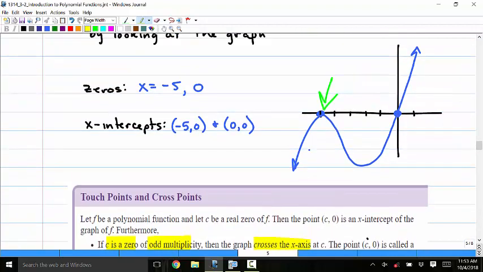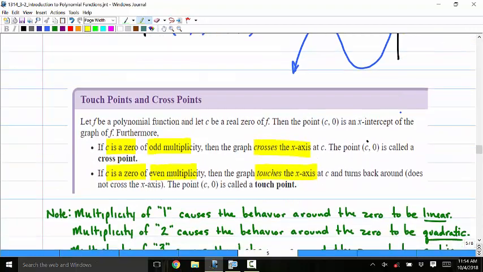So going back up here, this 0 is going to have what we call an even multiplicity because it touches. This 0 is going to have an odd multiplicity because it crosses. Odd crosses, even touches. So I'm going to write that down over to the side. Odd crosses, even touches. Remember that. Odd multiplicity crosses, even multiplicity touches.